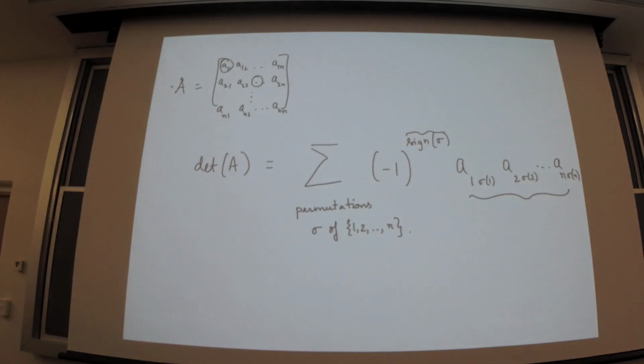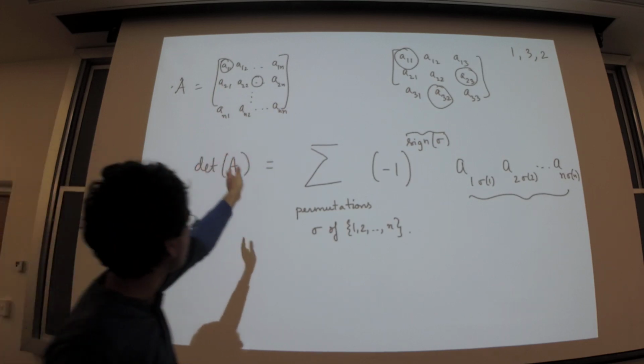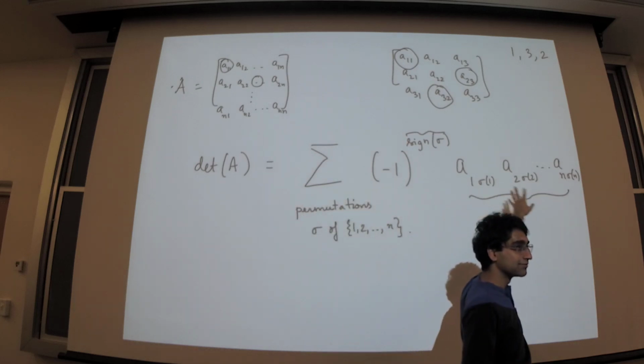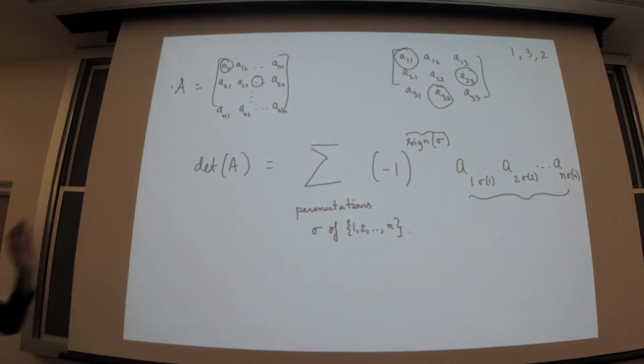A permutation picks. So, for instance, in a 3 by 3 matrix, if you had A11, the permutation corresponding to 1, 3, 2 would end up picking first one here, second one here. And I'm taking a product of those terms, and I'm adding up all such products, with some appropriate signs that we won't really get into.